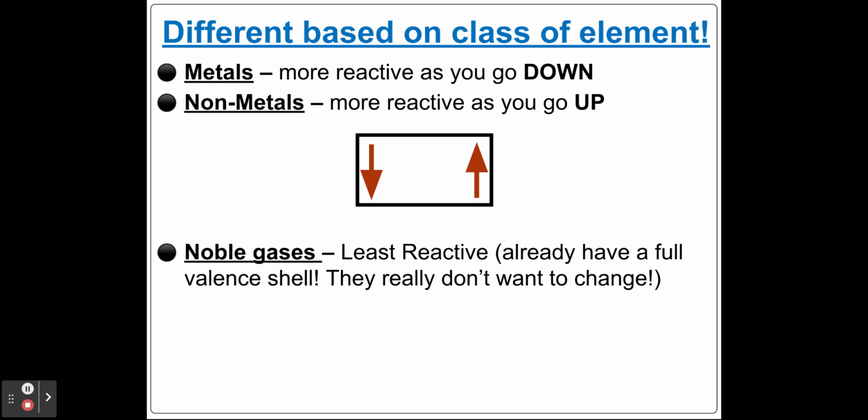Noble gases are the least reactive, so they don't want electrons. Their electron shell is full, so they don't need to change. They don't want to change. They don't need to lose electrons or gain electrons. They're happy the way they are. So they're going to react hardly at all. They're not going to react.